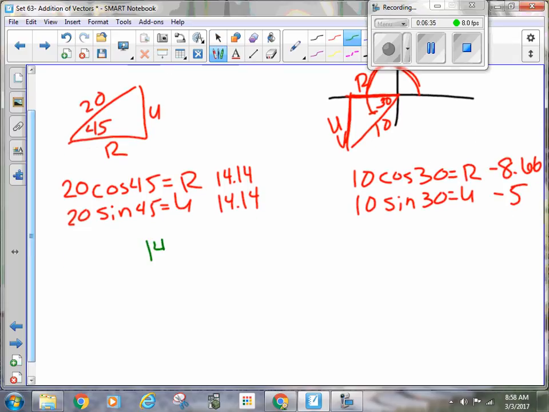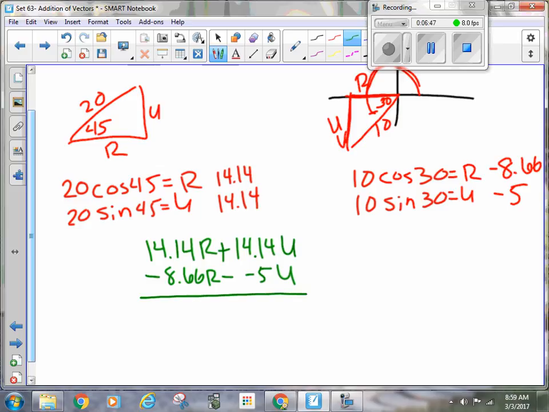So let's go ahead and write these down into our form. So 14.14R plus 14.14U. Those are both positives. And then we're going to do our negative 8.66R and our negative 5U, because those are going to the left and down. So if we add both of those, we are going to end up with our 5.48R plus 9.14U.